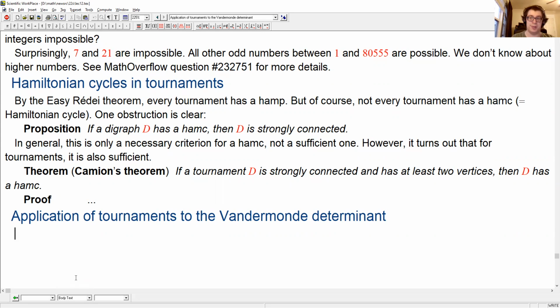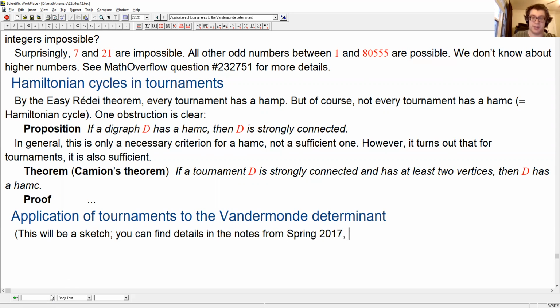And I will not even go through the proof in detail. I will just sketch the main ideas. It's a long proof, but it takes you through some nice places. So this will be a sketch, and you can find details in the notes from spring 2017, lecture 8.